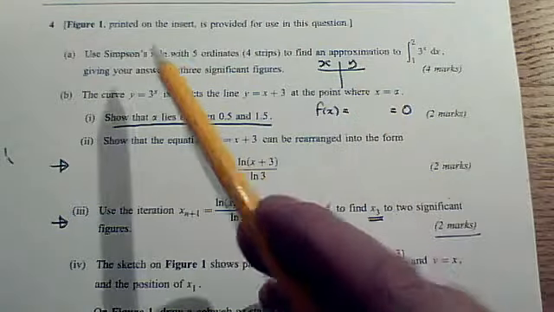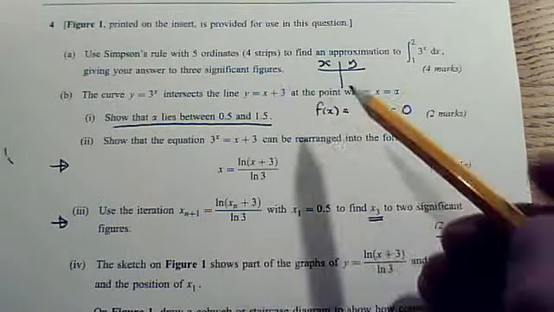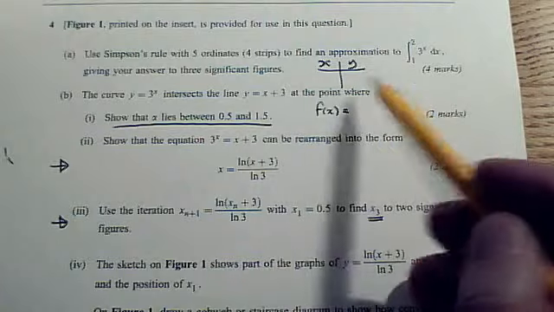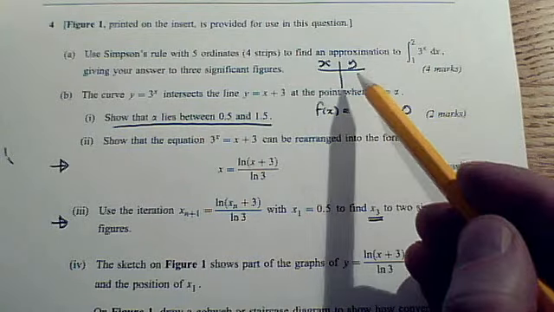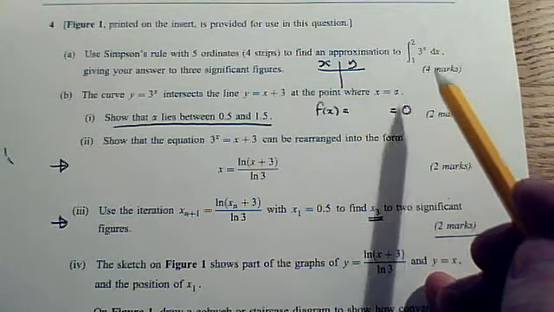You may use your formula book for Simpson's rule, or you may organise the table in a particular way with multiplications by 4 and 2 and 1. Follow the examples in your notes, and Simpson's rule should always be 4 easy marks.